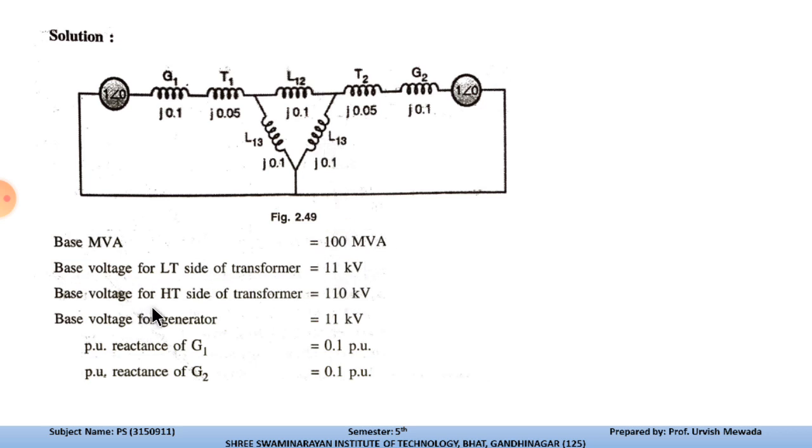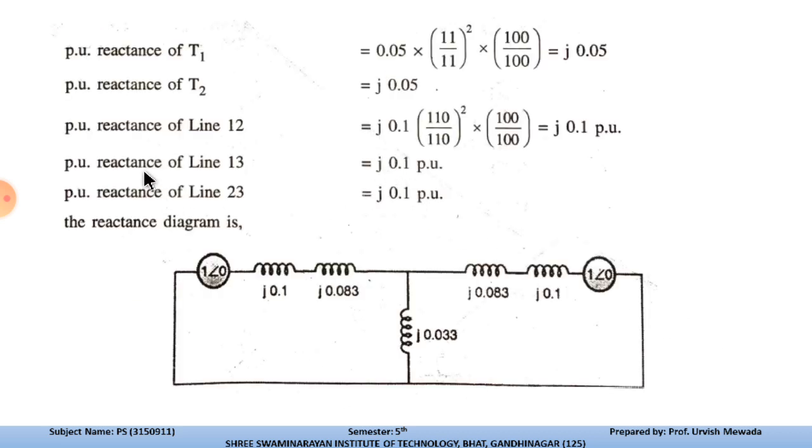The base voltage for the HT side of the transformer is 110, because we have a step-up transformer after the generator, 11 to 110, and the base voltage for the generator is 11 kV. The per unit reactance of G1 is 0.1 pu, and the per unit reactance of G2 is 0.1 pu. Then we can calculate the per unit reactance of the transformer. This is the equation we have already used: new base over old base times its reactance. So this is 0.05 into 11 by 11 squared into 100 by 100. So that is j 0.05.